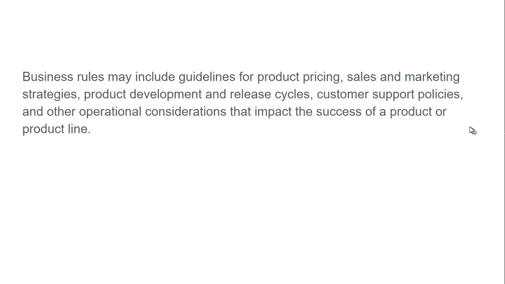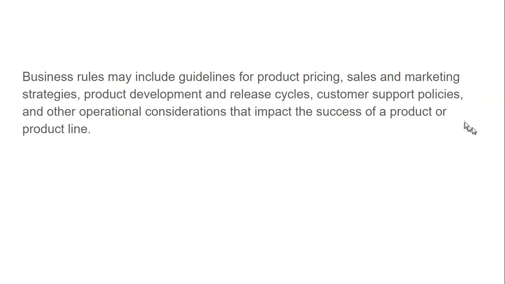So business rules may include guidelines for product pricing, sales, and marketing strategies, product development and release cycle. As a product manager, you may have version 1, version 2 of your product to be released. So you want rules on how it can be done. Not that you just say, okay, because we're done with the product, you just release it now. Sometimes you say it should be yearly, or once in 2 years. So you sit down and work on it.